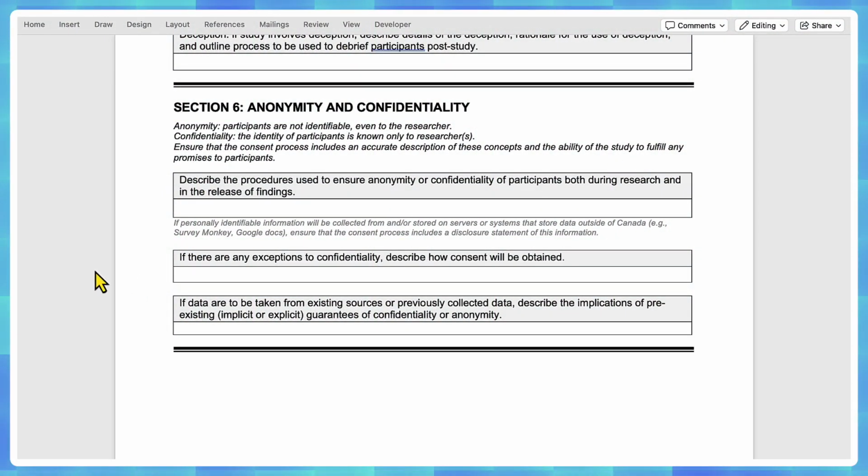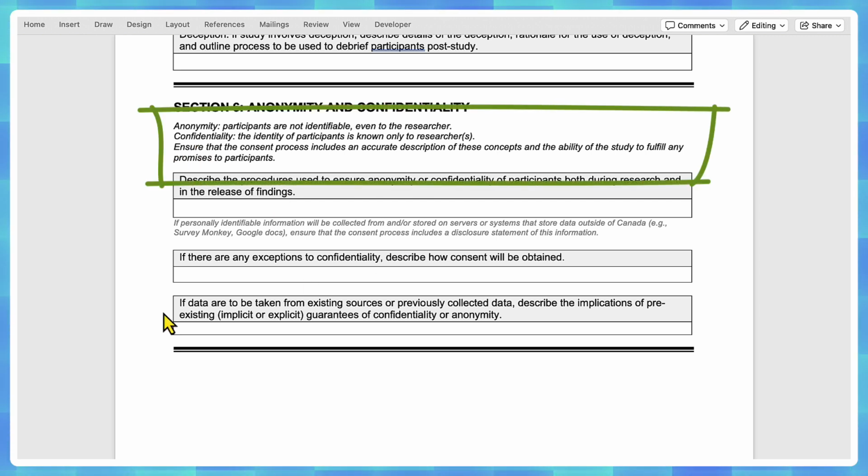All right, so this video now is going to look at section 6 of the ethics application form, anonymity and confidentiality. So just noting the first little blurb there about the difference in the definition of anonymity versus confidentiality. We've included this because sometimes the terms are used interchangeably and they really aren't, and that has some real significant implications for the ethical protocols that you have in place.